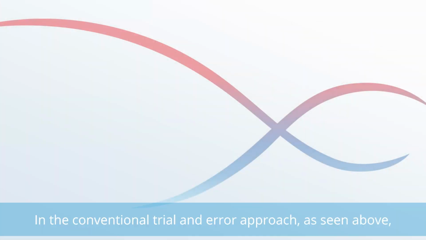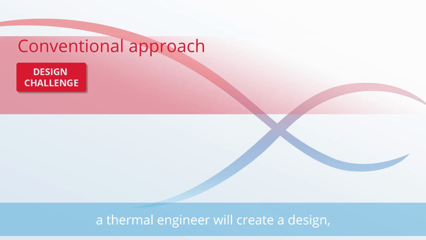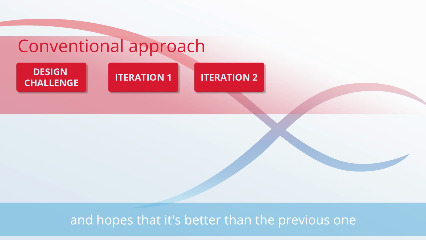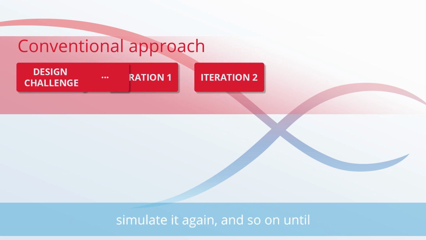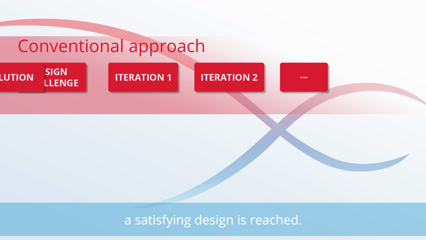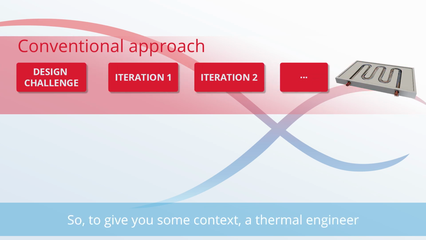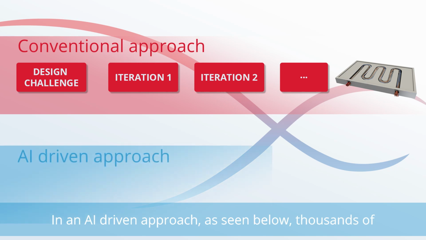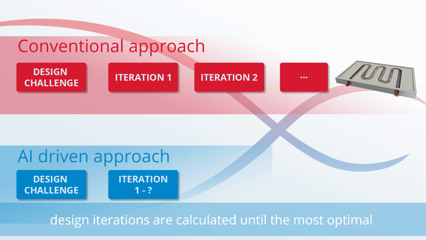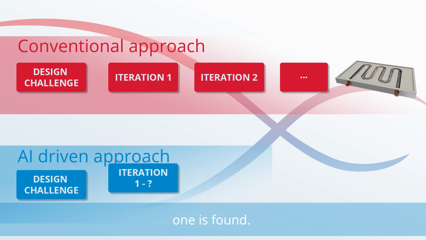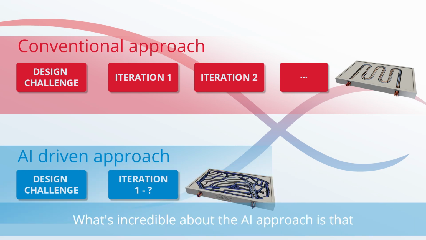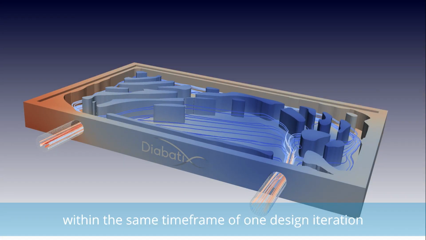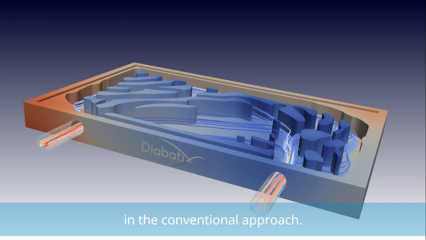In the conventional trial and error approach, as seen above, a thermal engineer will create a design, simulate it, create a new design and hope that it's better than the previous one, simulate it again, and so on, until a design is reached that is satisfying. So to give you some context, a thermal engineer typically creates a handful of designs with this approach. In an AI-driven approach, as seen below, thousands of design iterations are calculated until the most optimal one is found. What's incredible about the AI approach is that these thousands of design iterations can happen within the same time frame of one design iteration in a conventional approach.